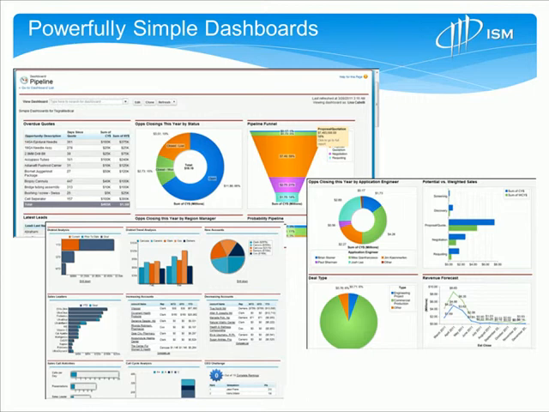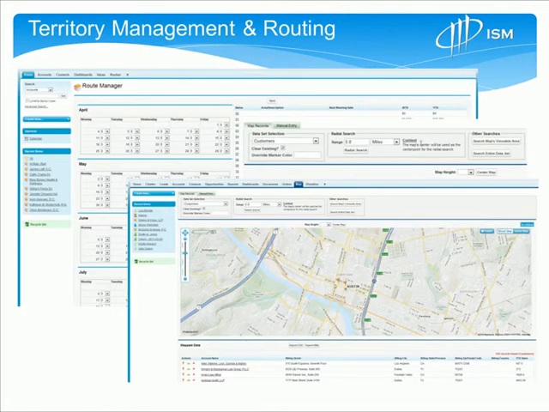These views have been highly customized for contract manufacturing so that the visibility that you have is relevant to your organization and is relevant to your sales reps as they sell into your customer base. This includes territory management and routing.